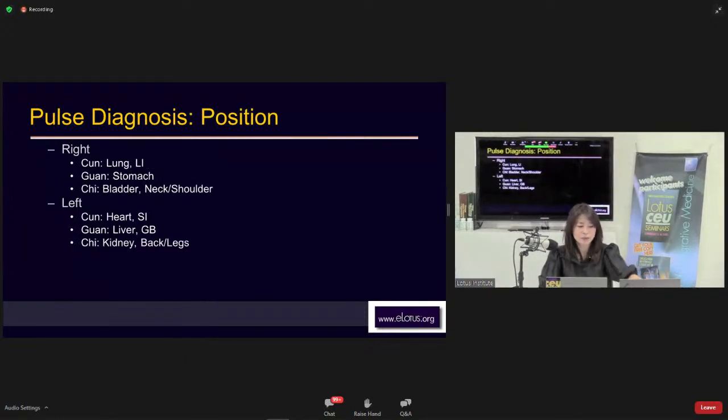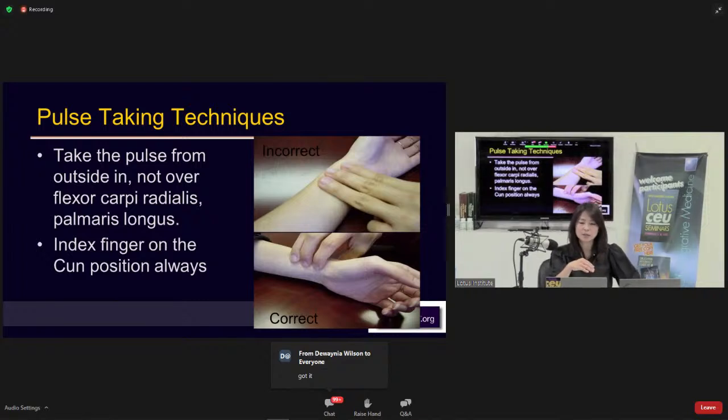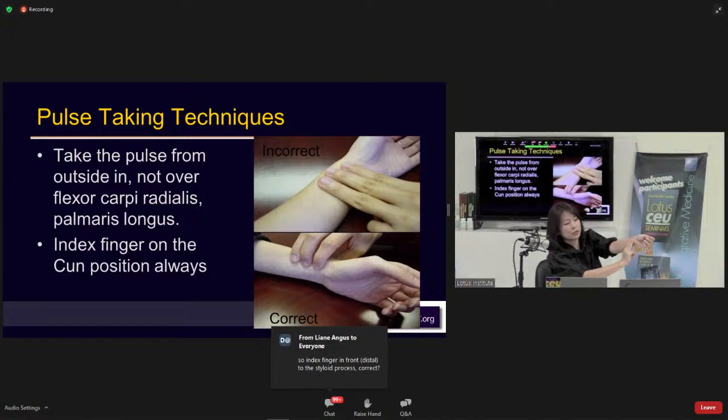These are the positions I went over already. And then one more thing is that when you're taking the pulse, you want to take it from the outside. So you see the incorrect picture is you're going over the tendons. That is not recommended by Dr. Chang, because what he's feeling is the entire blood vessel. So you have to be able to roll your fingers. When you are crossing the tendons, your hand is flat on the patient's forearm, and then you cannot feel the entire shape of the pulse as easily. So always come in from this angle, from the outside.